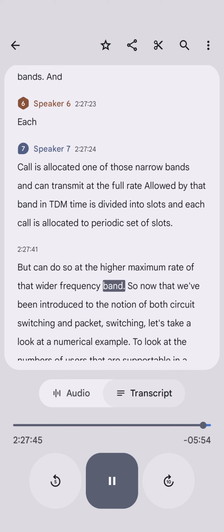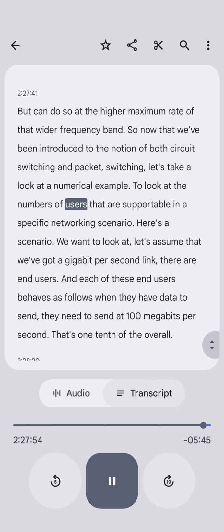that wider frequency band. So now that we've been introduced to the notion of both circuit switching and packet switching, let's take a look at a numerical example to look at the numbers of users that are supportable in a specific networking scenario. Here's a scenario we want to look at. Let's assume that we've got a gigabit per second link. There are n users, and each of these n users behaves as follows. When they have data to send, they need to send at 100 megabits per second. That's 1/10 of the overall link bandwidth.